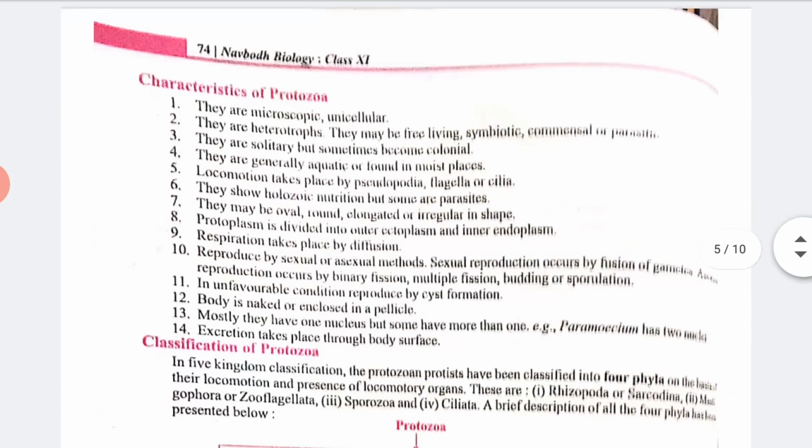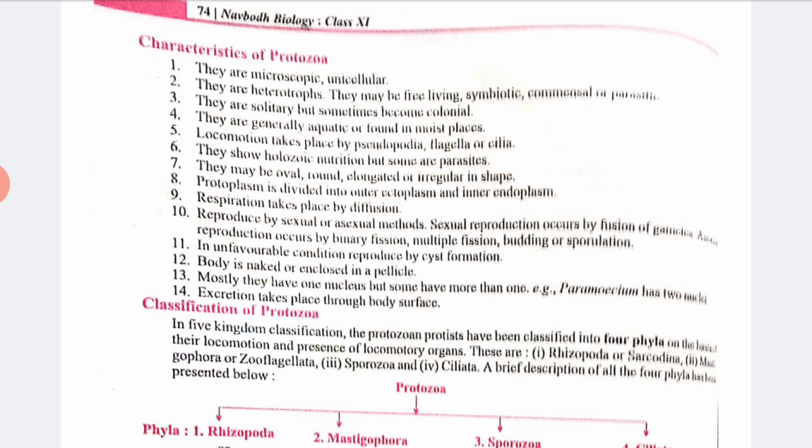Let us see some characters of protozoa. They are generally microscopic and unicellular. They are heterotrophs. They are solitary but sometimes become colonial. They are generally aquatic and found in moist places. In this way we have many characteristics of protozoans, you can see.